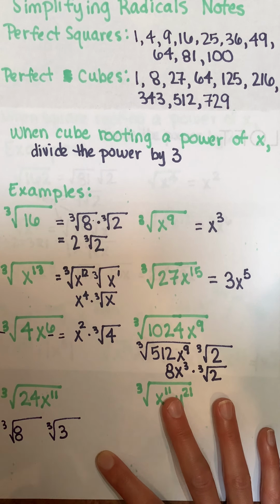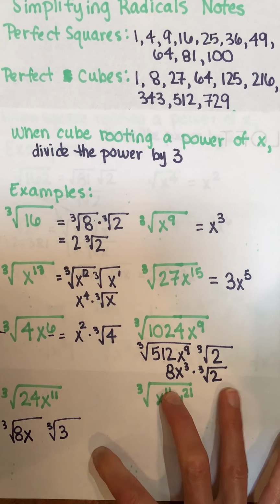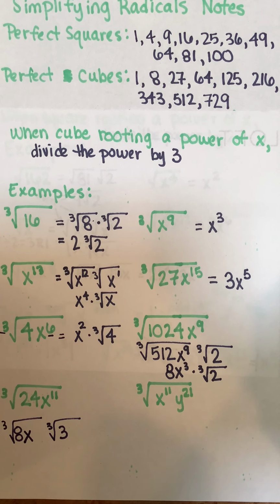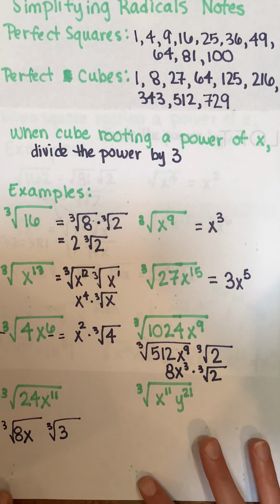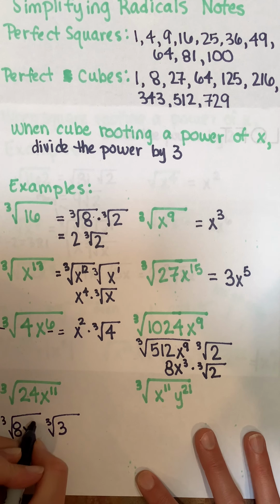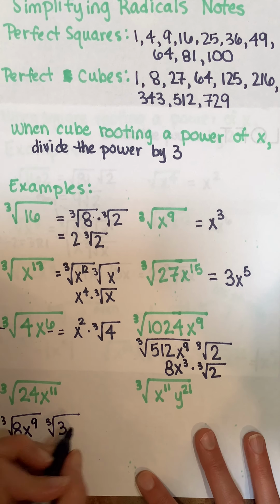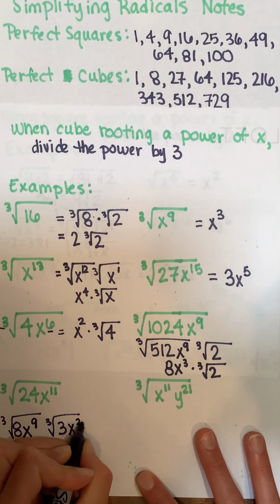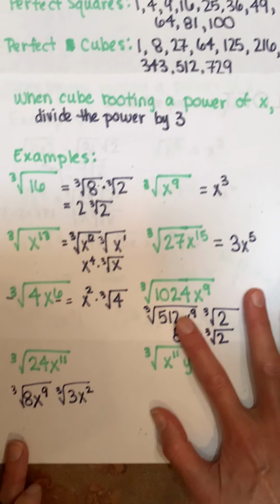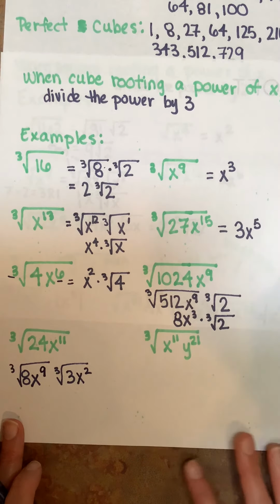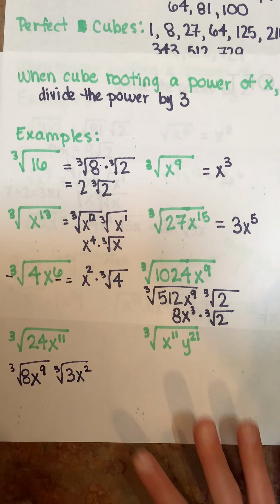11 is not divisible by 3, so I'm looking for the biggest power of x that's less than 11 and divisible by 3. So count down from 11. Is 10 divisible by 3? No. Is 9 divisible by 3? Yes. How many x's are left over? x squared. So everything in this first radical is a perfect cube. Everything in the last one is not.